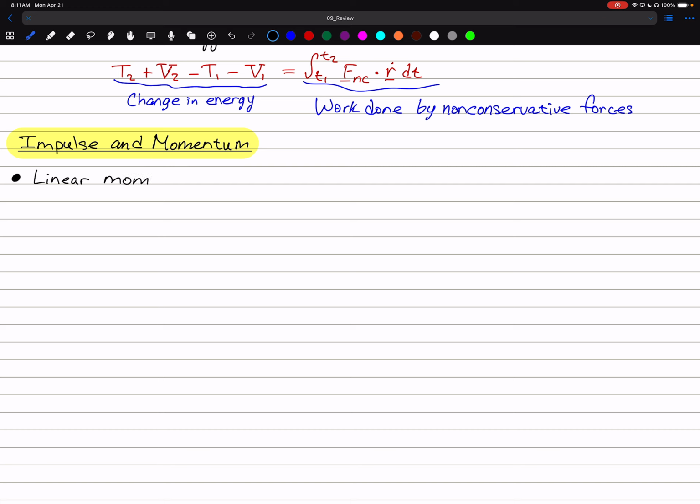For every system, the linear momentum was simply the vector L equal to the mass times the velocity vector. And then just as a side note, Newton's second law can be expressed as the sum of the forces is equal to the time rate change of the linear momentum.